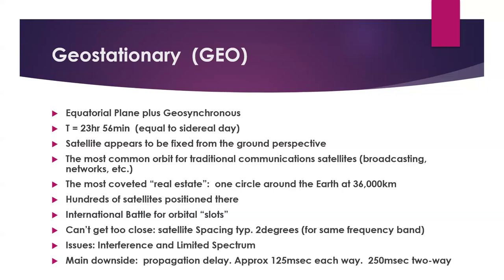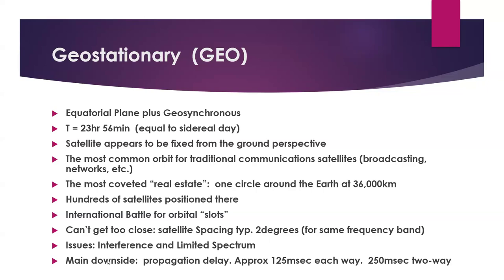You cannot get too close, not because the satellites are going to collide, but because there is interference. So if you have a satellite here and another one one degree apart, and they use the same frequency band, there's going to be interference from one to the other. So there's only so much reuse of the orbit that you can do. So the interference and the limited spectrum are the issues.